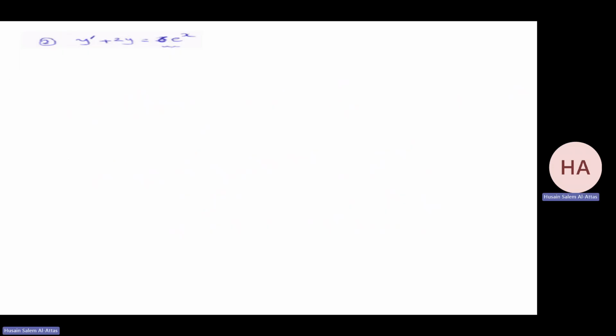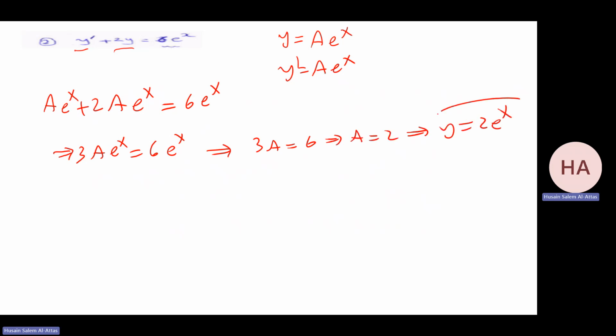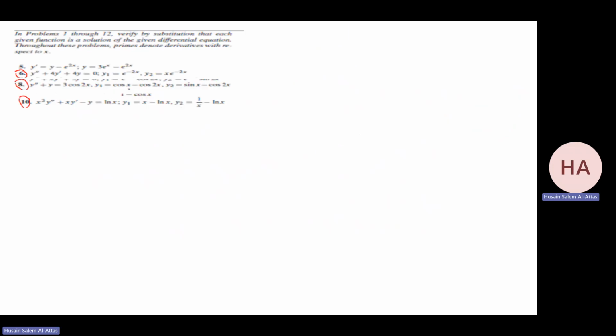Now here, my guess to start with will be a e to the power x, because I know I have something times e to the power x, so I can find a. Do the same idea. What will be y prime? a e to the power x. So that gives me a e to the power x plus 2a e to the power x equals 6 e to the power x. So I have 3a e to the power x equals 6 e to the power x, which means 3a equals 6, so a equals 2. So my function is 2e to the power x, which you can easily check. That's what's good about these problems.